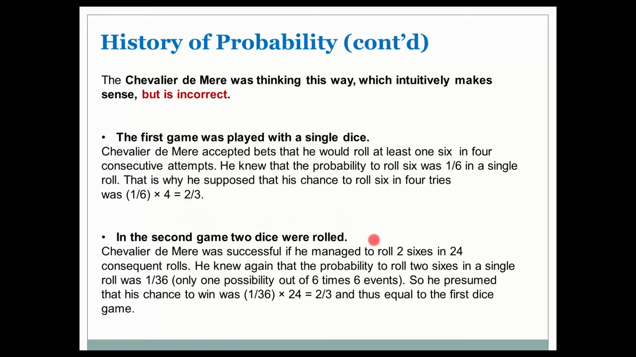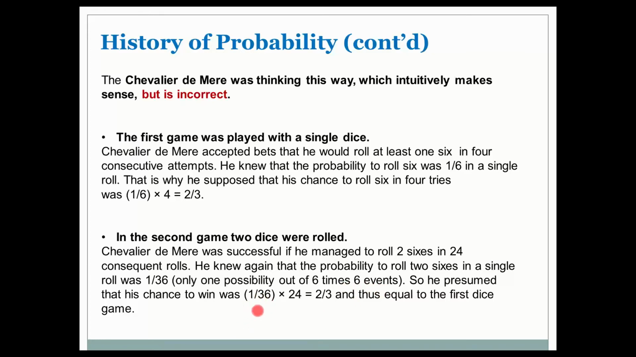And in the second game, he kind of did it the same way. He says, well, if he managed to roll a pair of 6s in 24 consecutive rolls, he knew again that the probability to roll 2 6s in a single roll was 1 out of 36, because you have 2 dice and each have 6 chances, right? So one possibility out of 6 times 6 events.